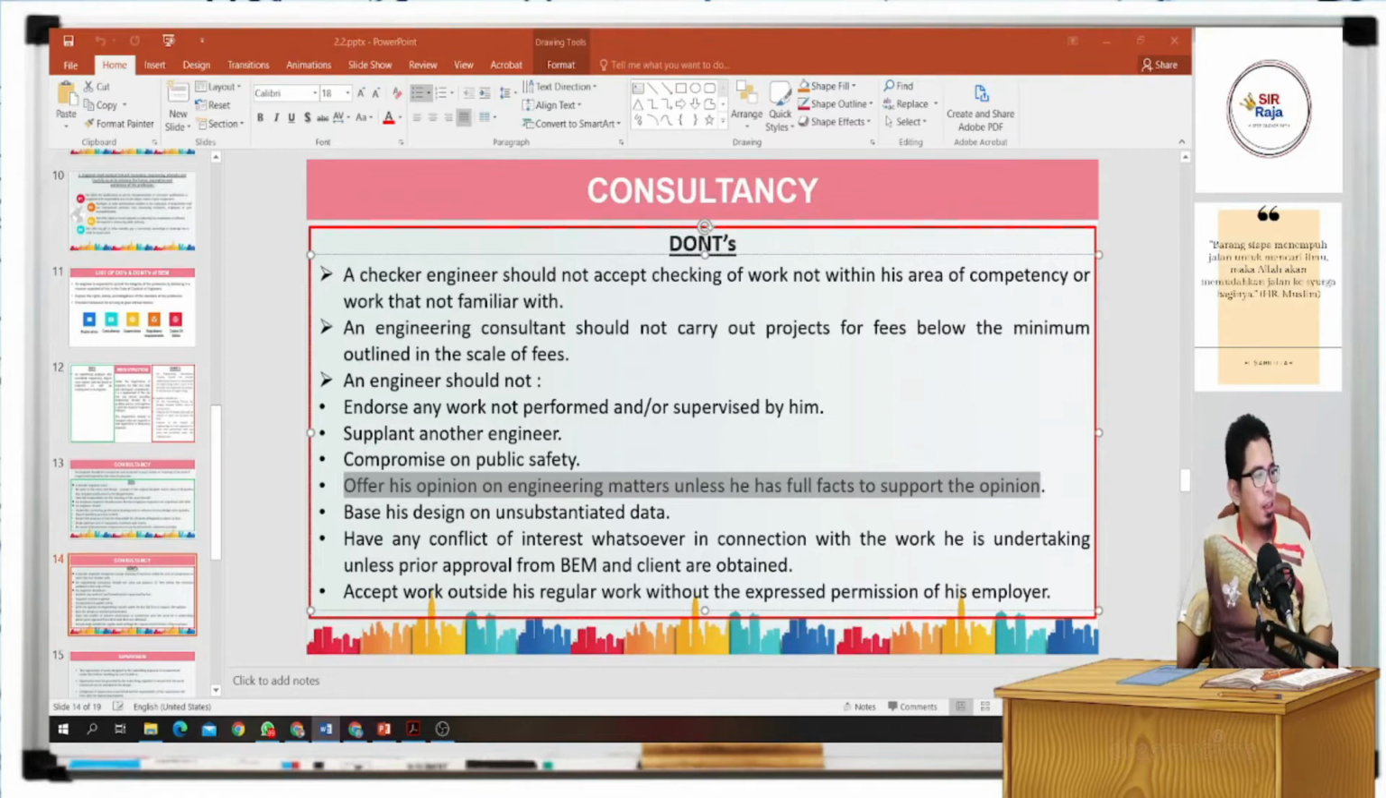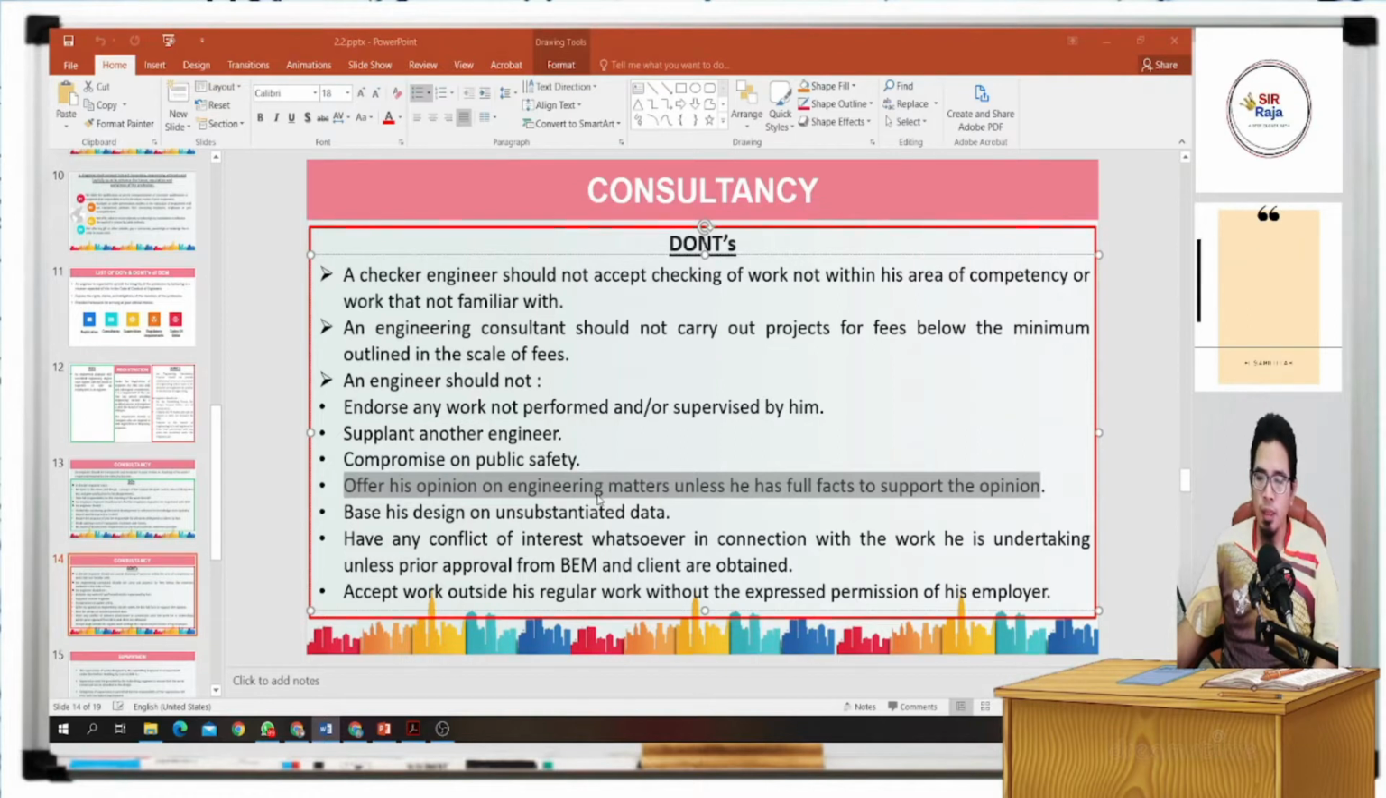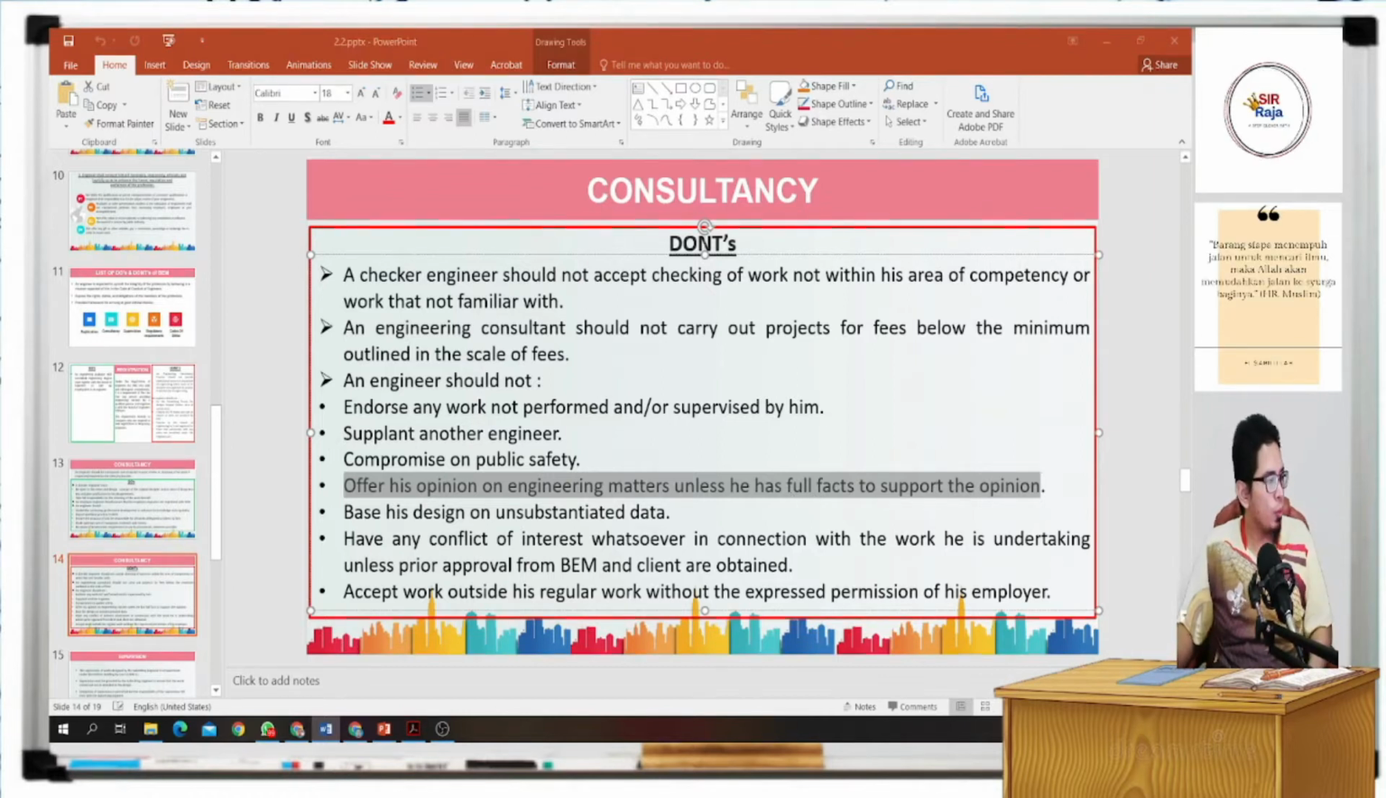So because engineers are allowed, but if the engineers don't have enough facts, don't have enough knowledge or involvement with any of the engineering matters they are going to give opinions on, of course they cannot give any opinion. But if he has full facts on that, then that person, the engineer, can give their opinion on that matter. So if you have full facts, then you can give your opinion. But the question is why the engineers are not allowed. Maybe like why he is not allowed to say anything, even though he has no full facts on the engineering matters.